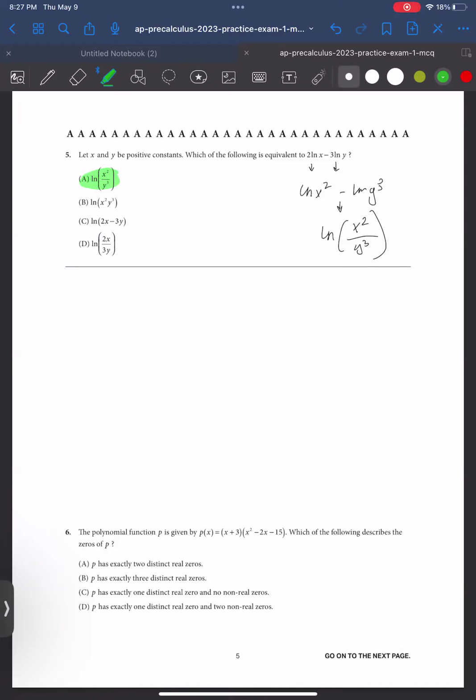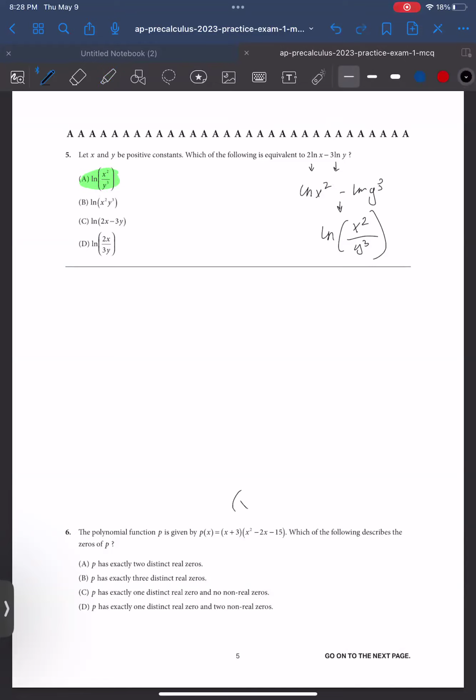All right. The polynomial function p is given by p of x equals x plus 3 times x squared minus 2x minus 15. Which of the following describes the zeros of p? How do I do this? You gotta factor the second polynomial, the x squared minus 2x minus 15. You gotta factor that. Okay, do it. Wait, we don't even gotta factor that, do we? But you can do the shortcut. Yeah.